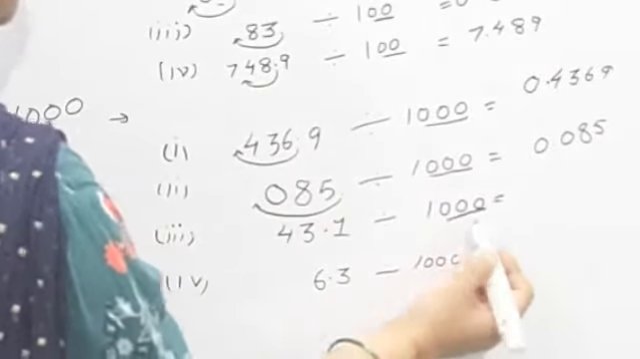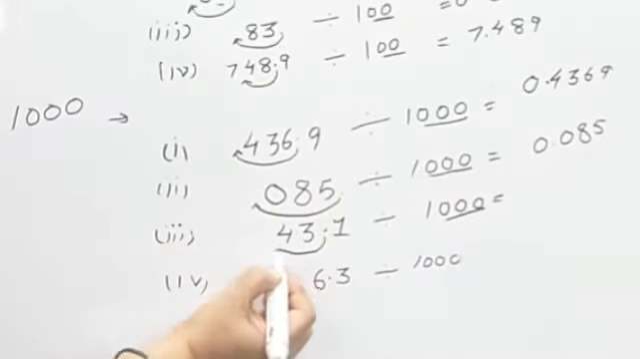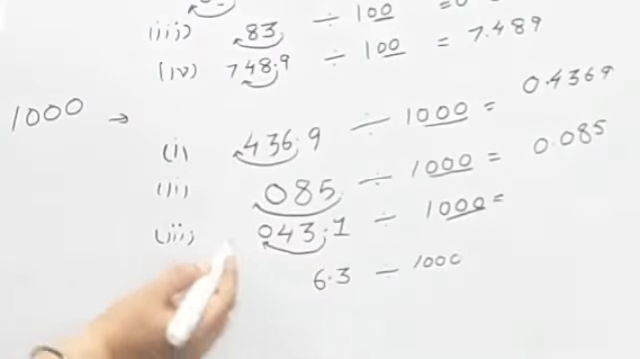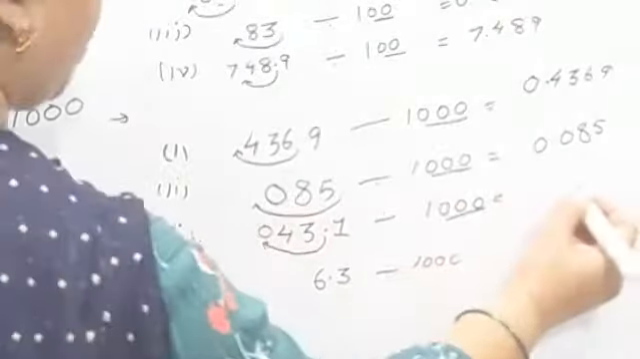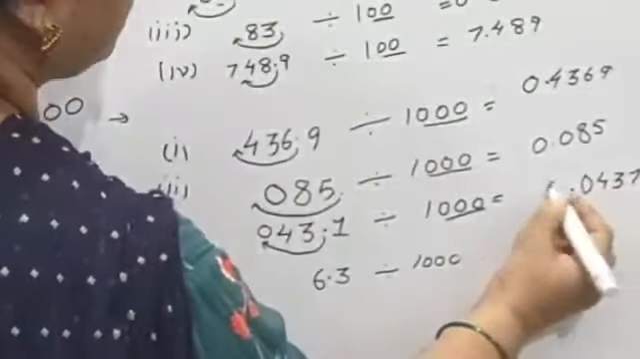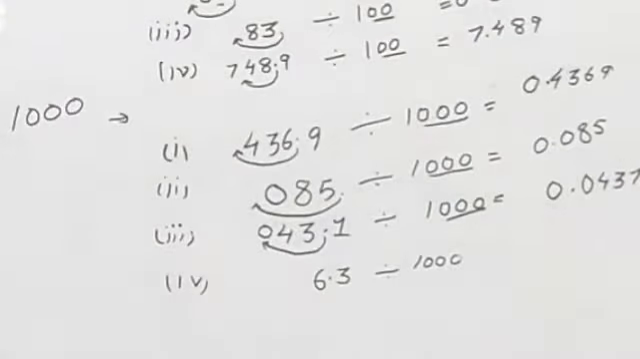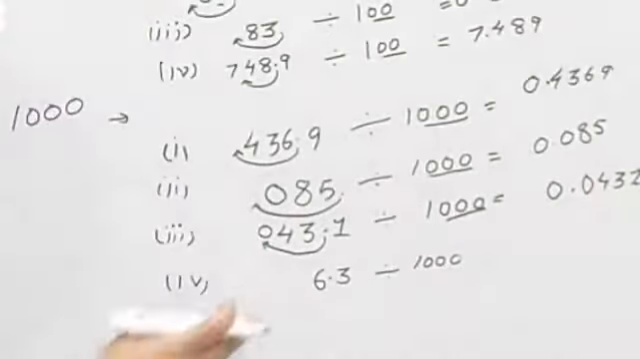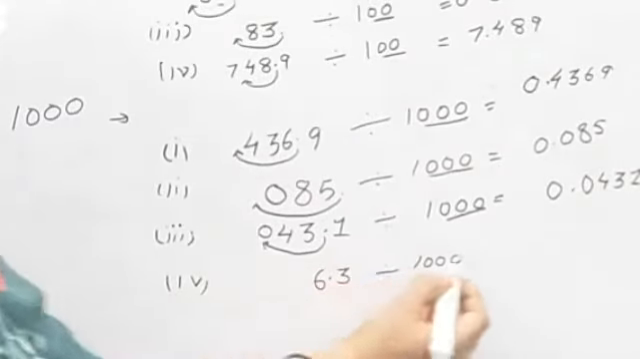Likewise, 43.1 divided by 1000. 1000 has 3 zeros, so decimal shifts 3 places to the left. As you have only 2 digits, add 0 in the direction of shifting of decimals. So it becomes 0.0431. Let's move on. Next example, 6.3 divided by 1000.